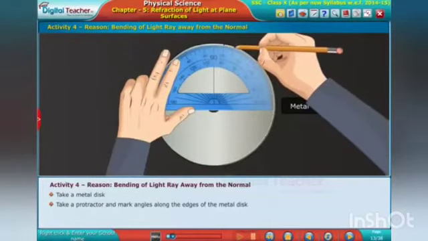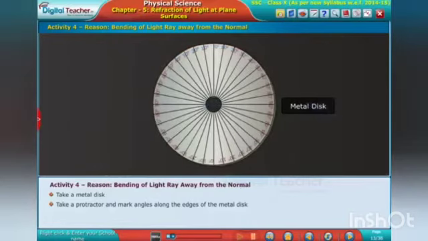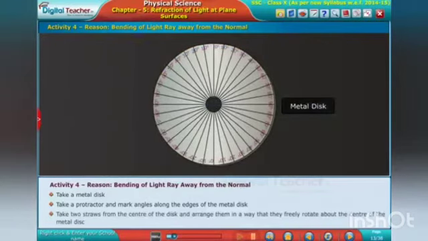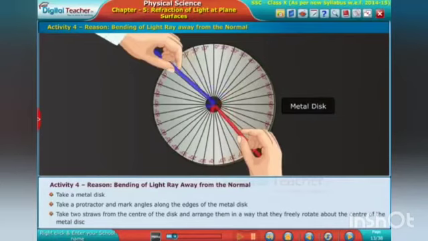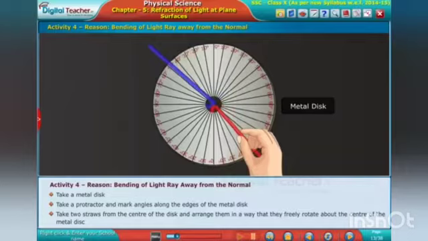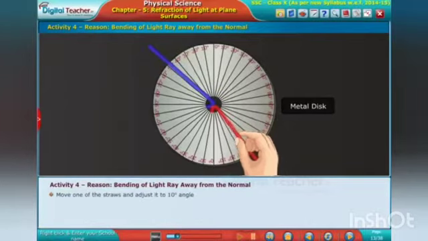Take two straws from the center of the disc and arrange them in a way that they freely rotate about the center of the metal disc. Move one of the straws and adjust it to a 10-degree angle.